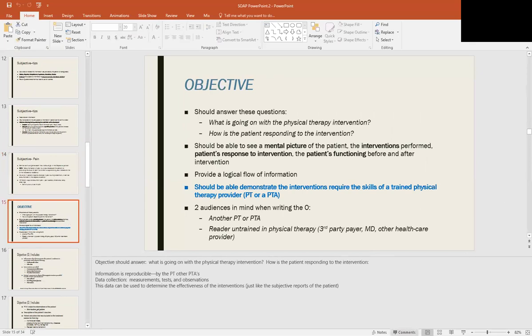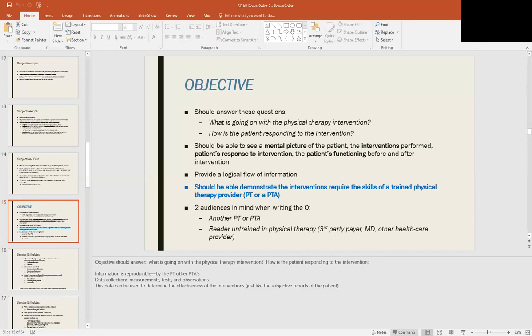Okay, now we're on to the objective portion. So in the objective, you want to answer these questions. What is going on with the physical therapy intervention, and how is the patient responding to the intervention? Another good thing to consider is you want to be able to see a mental picture of the patient, the interventions performed, their response to that intervention, and their functioning before and after the intervention.